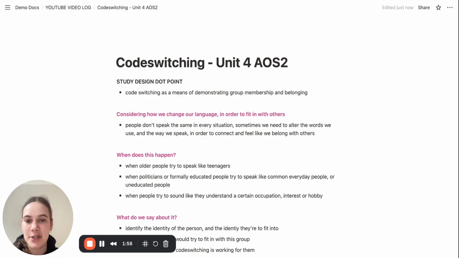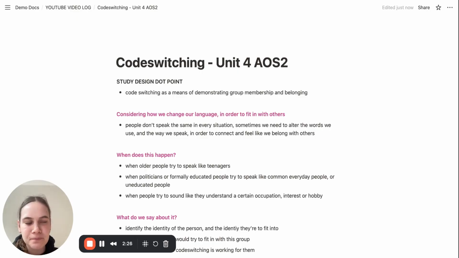Even though you can code switch between literal languages, you can also code switch between types of language. For example, you might code switch between formal language and informal language. Or you might code switch between really educated language and non-standard language, or language that shows different parts of your identity.